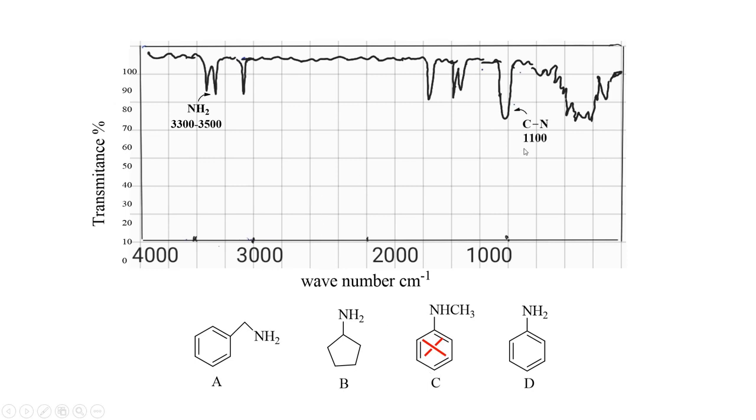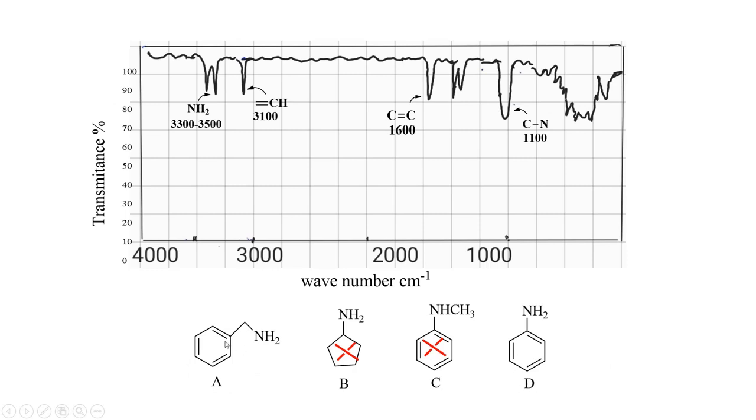Then the carbon-nitrogen stretch: the remaining molecules all have a carbon-nitrogen bond, and hence there is a carbon-nitrogen stretch. Then you can see a carbon-carbon double bond stretch. This may be due to a vinylic carbon-carbon double bond stretch or an aromatic carbon-carbon double bond stretch. Here it is an aromatic carbon-carbon double bond stretch. Also you can see a double bond carbon-hydrogen stretch near 3100 cm^-1. That is the aromatic carbon-hydrogen sp2 stretch, which rejects the possibility for compound B. Then the compound A and compound D remain.